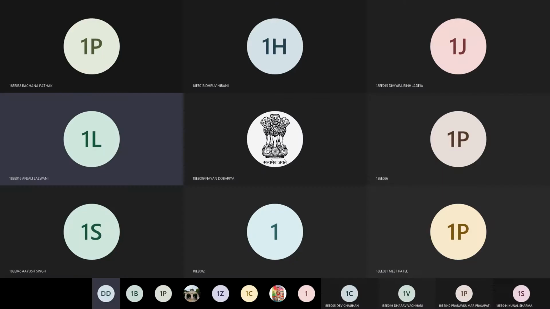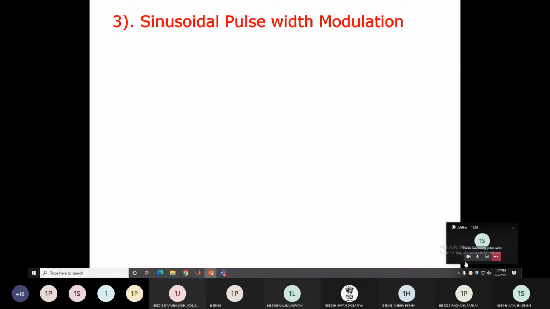Left, we perform this sinusoidal pulse width modulation simulation in the MATLAB model file. So first we understand the theory. In the first lecture, we studied the third method of PWM technique to control the output voltage as well as harmonic control.